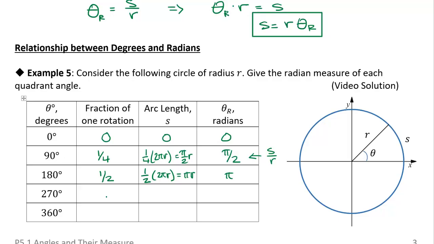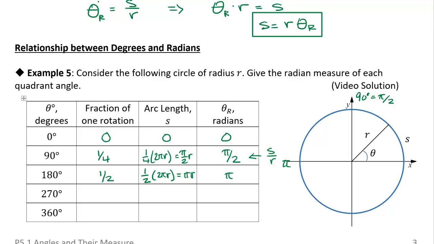Let's mark these on the circle here. So this is 90 degrees, but it's also, sorry, that's not pi radians. It's pi over 2 radians, right? Pi over 2 radians. And 180 degrees is pi radians. All right, let's keep going.